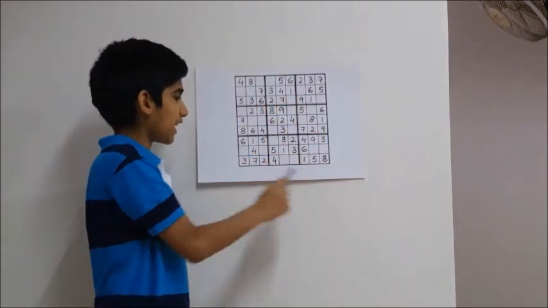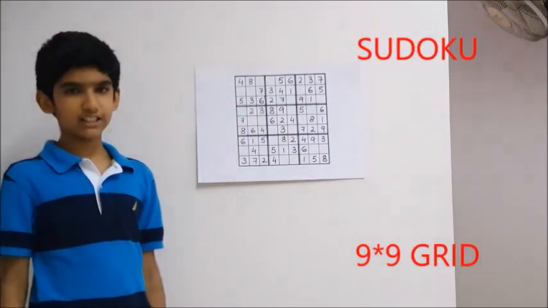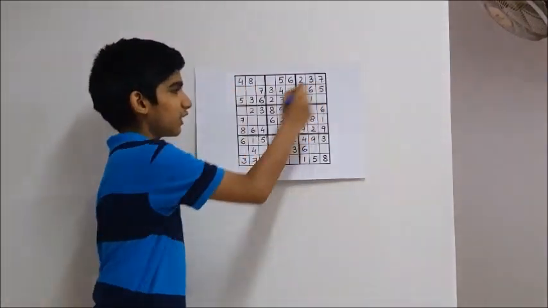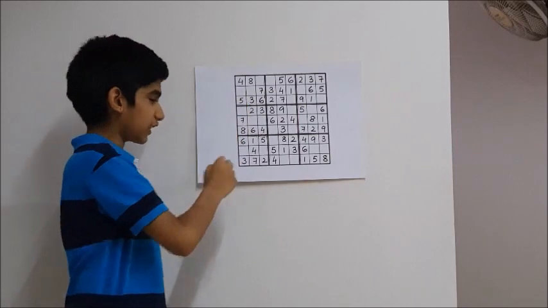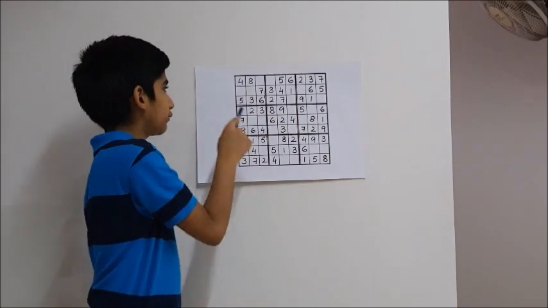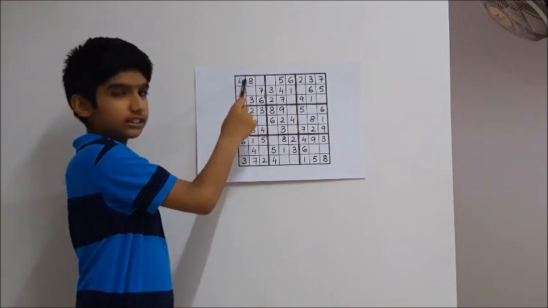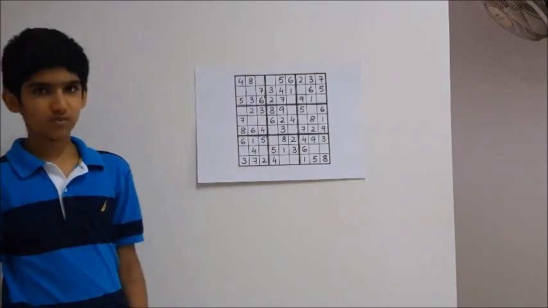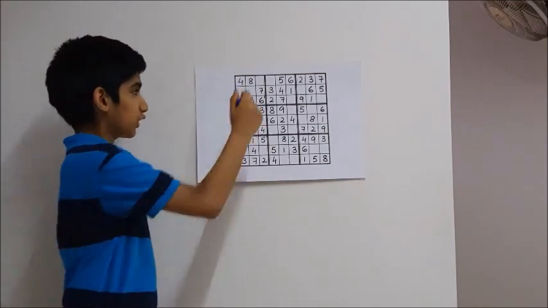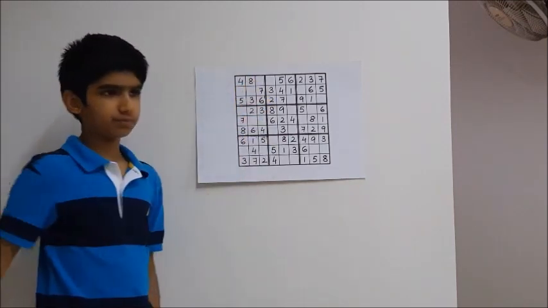Sudoku is a 9 by 9 grid with 81 cells. A row is a horizontal line and a column is a vertical line. A block consists of 9 cells. A cell is a small square. A block consists of 3 rows and 3 columns.